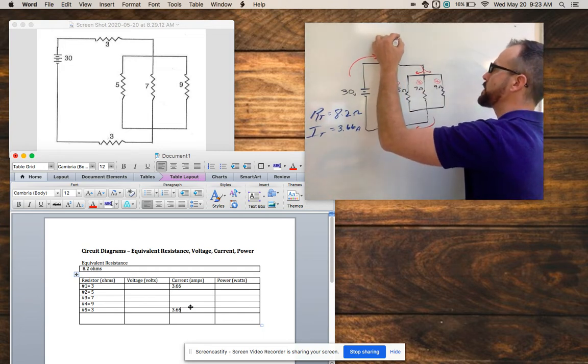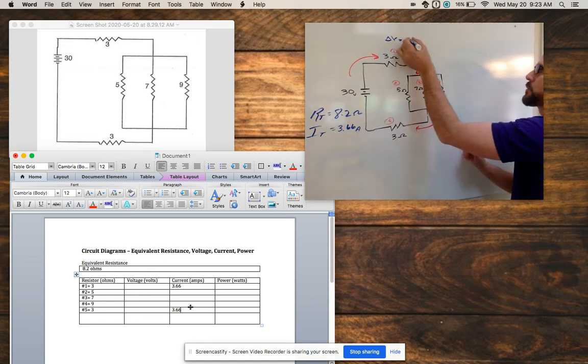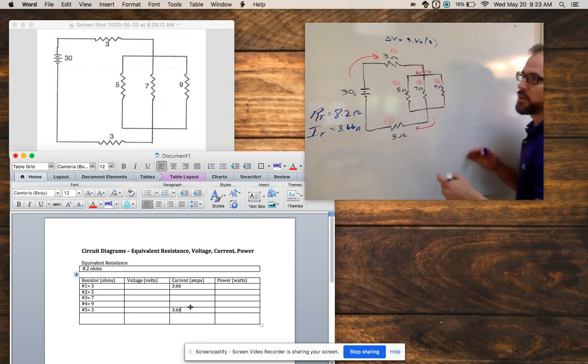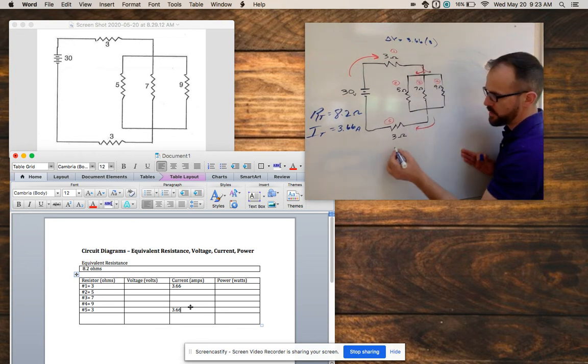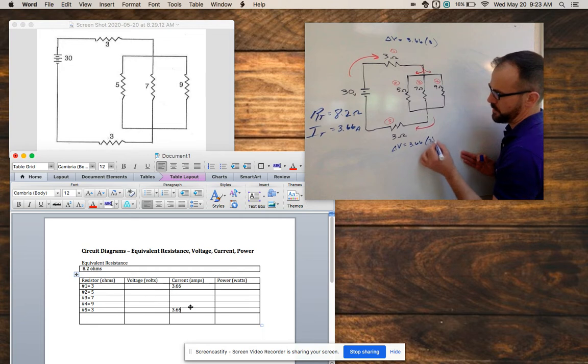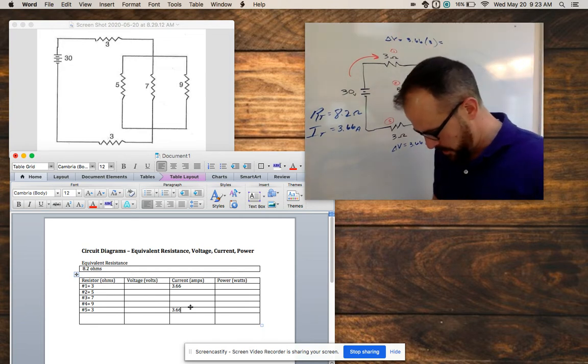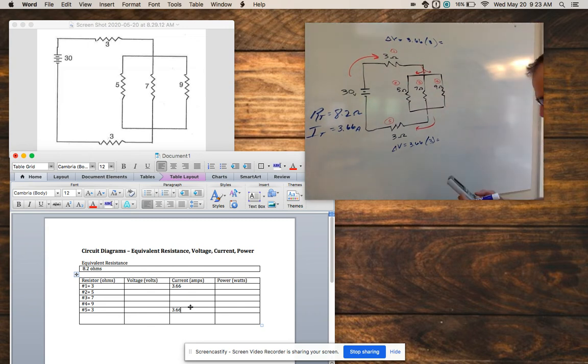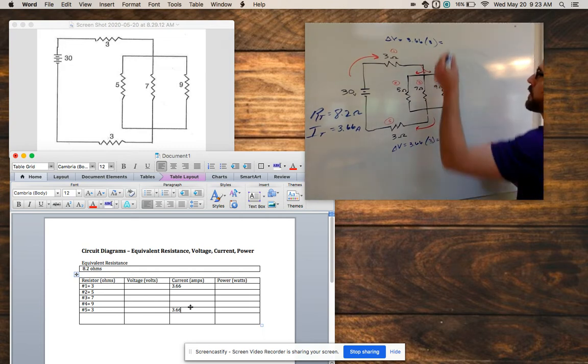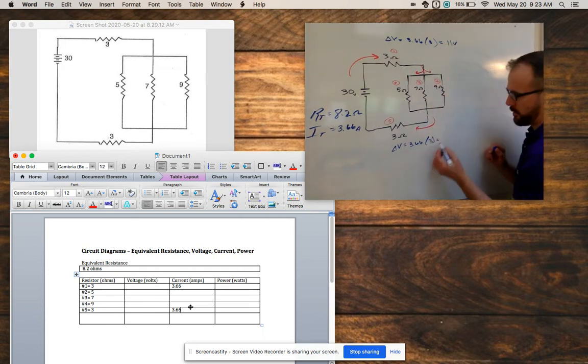So delta V is what we know, 3.66 through a 3 ohm resistor. And I'll just set it up for down here. It's going to be the same calculation. So delta V, 3.66 times 3. And let's figure out what that voltage drop is. Let's see, 3.66 times 3 is 10.98. Let's go ahead and call that 11. So 11 volts, and that'll be the same number, 11 volts.